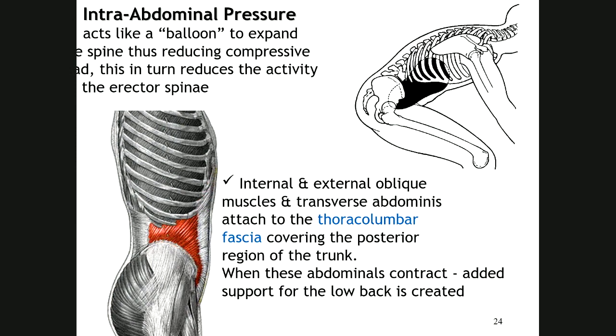Then we have the internal and external oblique muscles, and also the transverse abdominis that attach to the thoracolumbar fascia, which covers the posterior region of the trunk. When the abdominals contract, specific abdominals, it just adds increased support for the low back. Do you see how this would create a sort of brace for your spine?